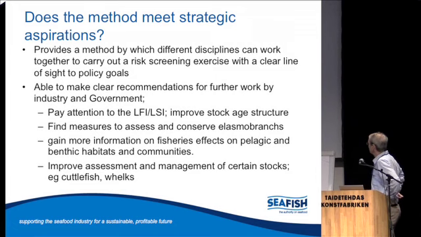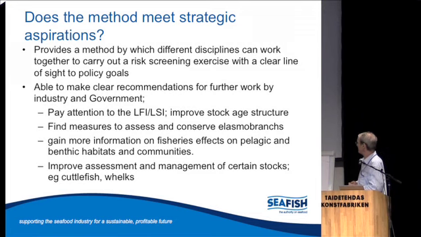Okay, so pay attention to the LFI, large fish indicator, and large species indicator. Try and improve stock age structure. That's already happening in the sense that fishing effort is trying to be lifted, so you're trying to get a better level of large fish. Find measures to conserve the elasmobranchs because they're higher risk. Gain more information on fishing effects on benthic and pelagic habitats and communities, especially benthic. In fact, the benthic ones were found not too difficult to score, but they were a bit thin on information. And then there were certain stocks that looked as though they could improve assessment and management.